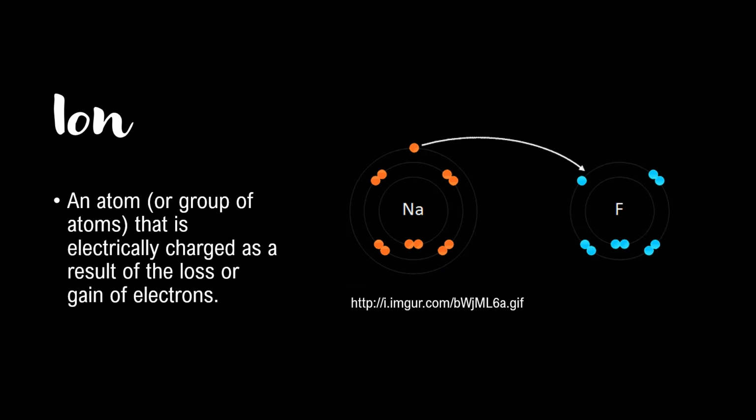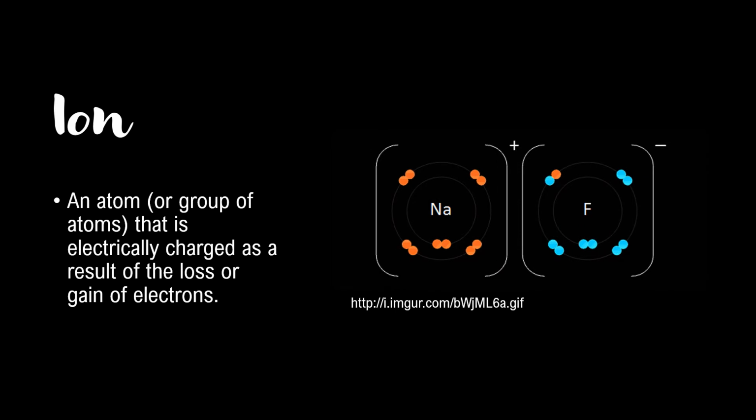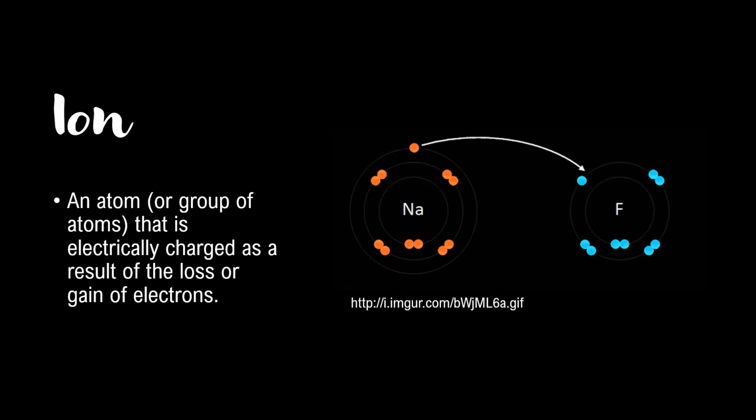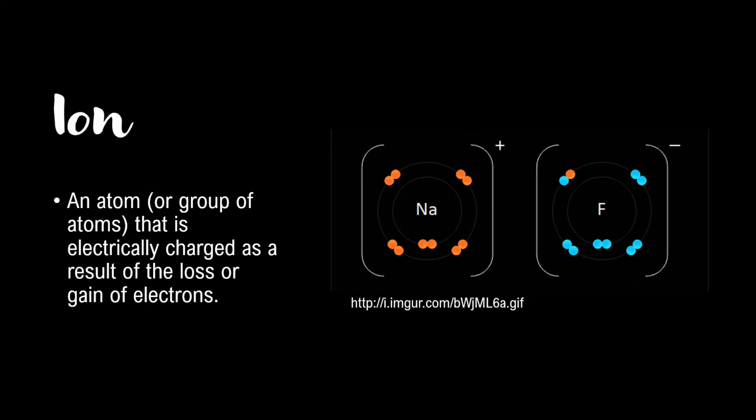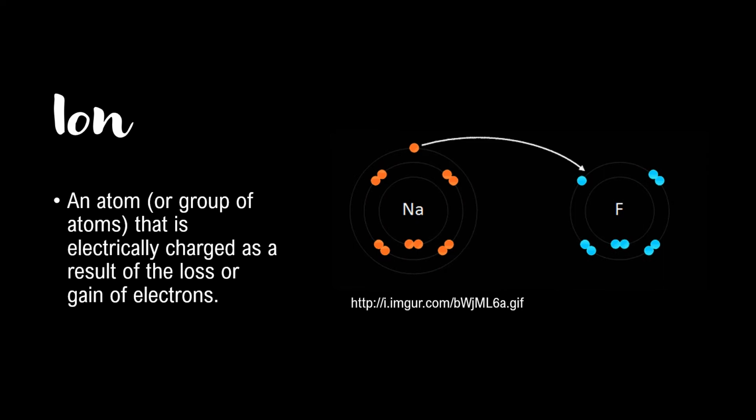Next, let us define the term ion. An ion is an atom or group of atoms that is electrically charged as a result of the loss or gain of electrons. So when we say that a substance is ionized, that means that the substance is converted into a charged particle or a charged substance.